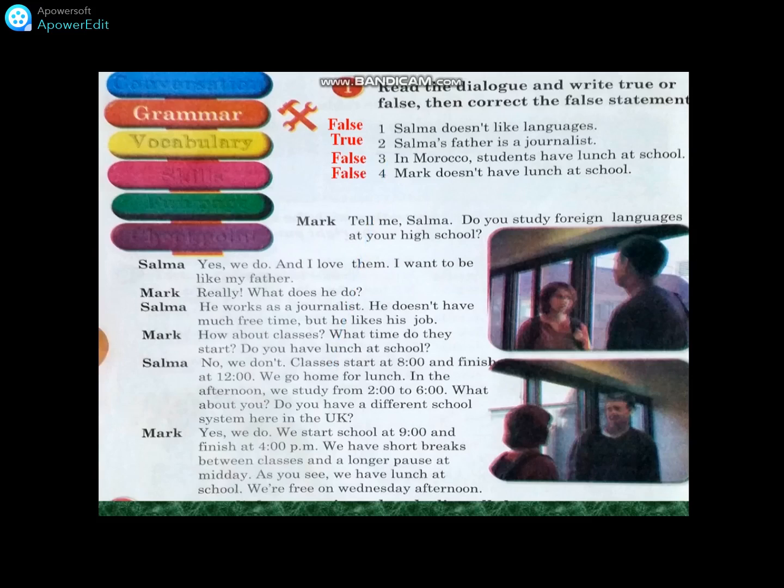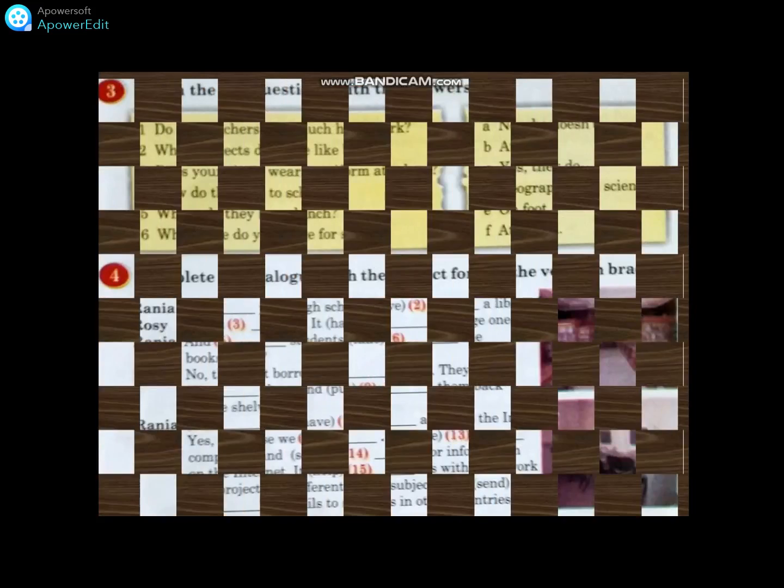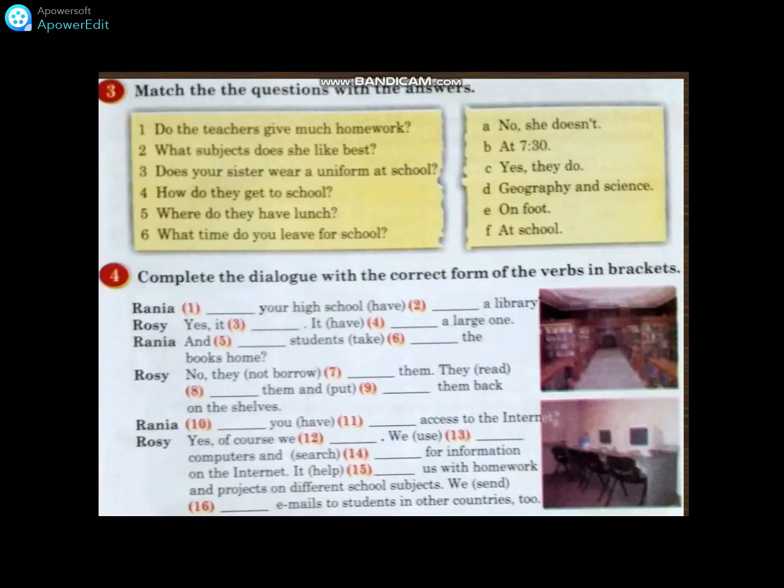It's false. How do you know that? Now he said we have lunch at school. So this is how you need to answer the true and false questions with justification. Very good. Let's move on. Match the questions with the answers. Now, pause the video please and do the exercise, and then we go back to correct.